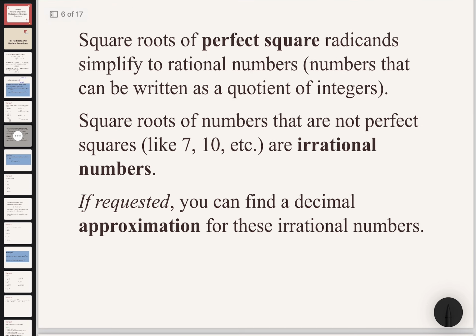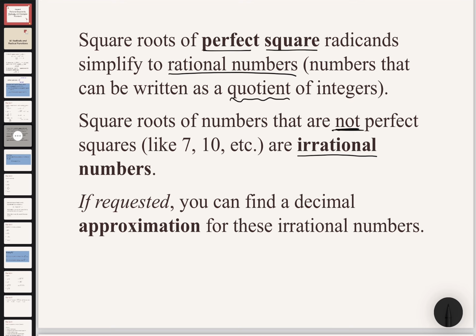All right, square roots of perfect square radicands simplify to just rational numbers. Guys, remember all the way back in the beginning of this class when we talked about rational and irrational numbers? Rationals can always be written as some type of fraction. A lot of the numbers, like 3, 47, I could write as 3 over 1, 47 over 1. So it can be written as a fraction. Numbers that can be written as a quotient of integers. But square roots of numbers that are not perfect squares, like 7 or 10, would end up being irrational numbers. Try to think back, what do we mean by irrational numbers?